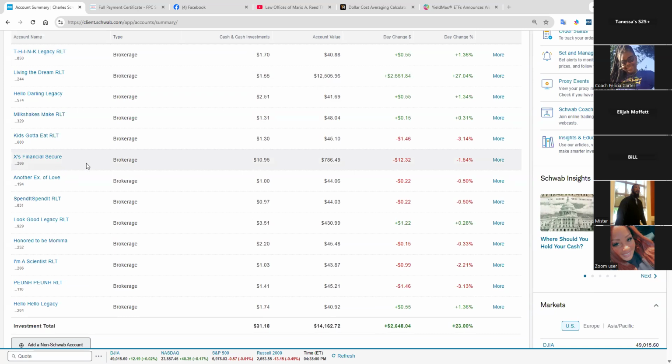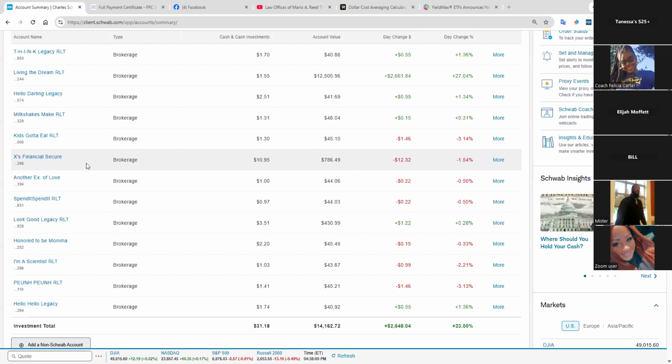Because if I die tomorrow, I don't want for anybody to have to go through probate. I want for them to be able to just pick up right where I left off, take the money from the life insurance policy, put it into the brokerage accounts, and keep everything running like clockwork.